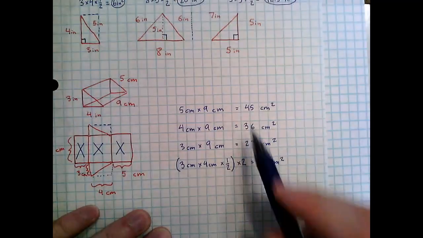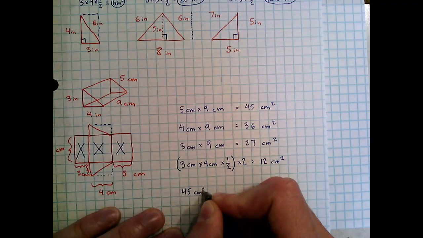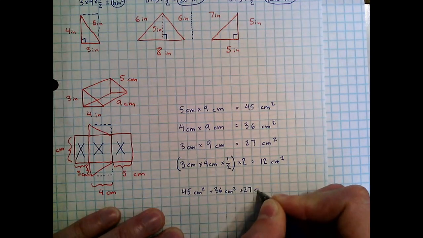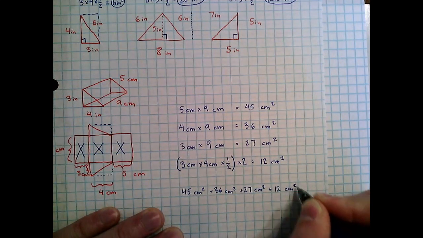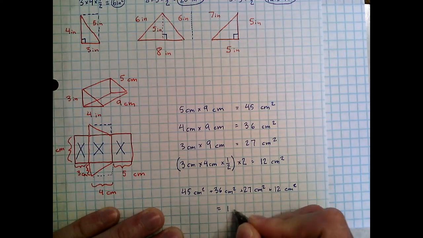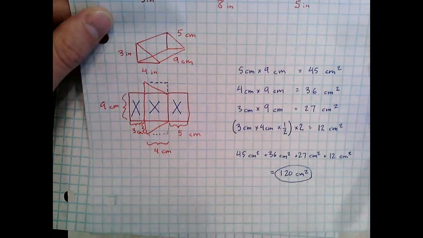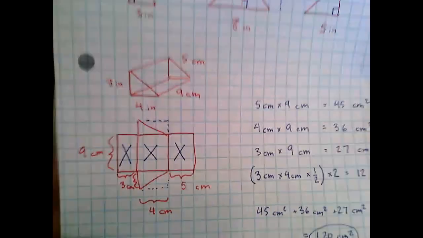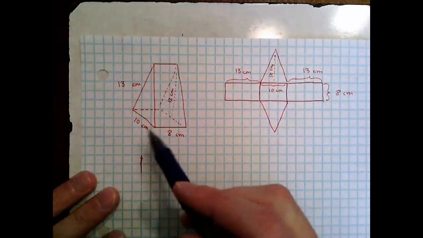So I've got all of my different sizes. I just need to add them up now. 45 centimeters squared plus 36 centimeters squared plus 27 centimeters squared plus 12 centimeters squared is equal to 120 centimeters squared. So as you can see, that is more complicated, but we can still get there to an answer. We just need to find more of the faces and to make sure we know which ones are actually similar. Let's look at one more to make sure that we're feeling comfortable before you get started on your homework.